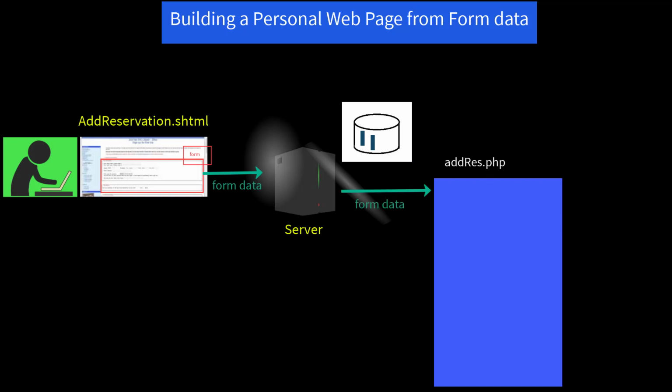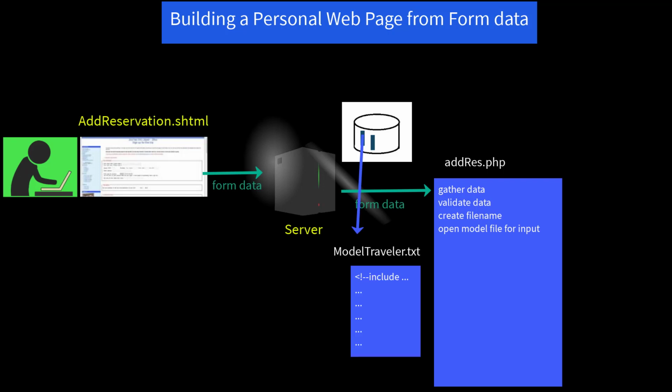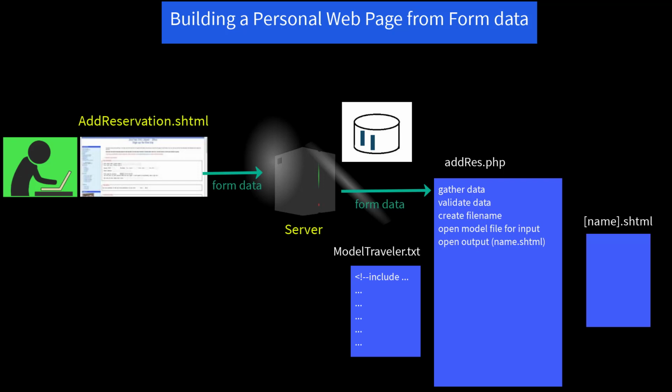The CGI gathers the form data, does any validation, creates a file name for the new traveler's personal web page, finds the model travel file on the server's hard drive and opens it for input, and opens the new personal web page for output. Then the CGI reads the model traveler file one line at a time. If a line indicates it is expecting a value from the form, the line is updated. Then the line is written out whether it was updated or not.